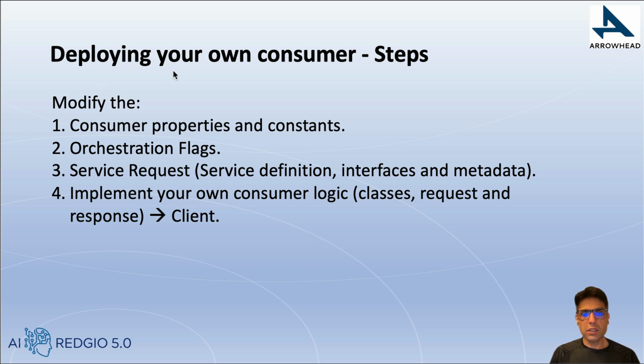So again, for deploying your own consumer, first we download the consumer skeleton system from the GitHub repository, and then change the consumer properties and constants, and also the orchestration flags. And then, to do a service request, we need to have a service definition, interfaces, and its metadata. Then, using those services, we can implement our own consumer logic to use the information given by the services, and generate some functionality.